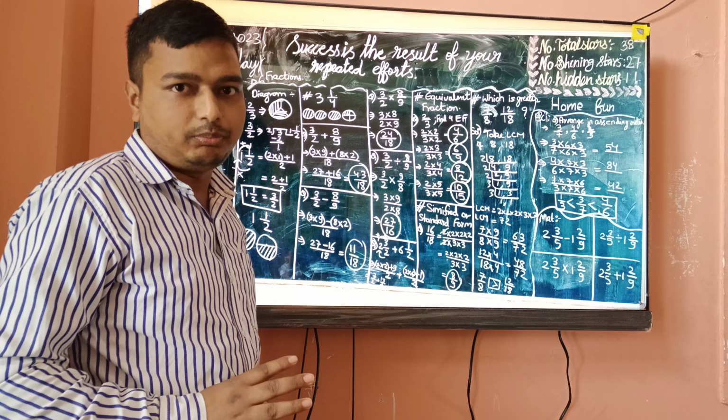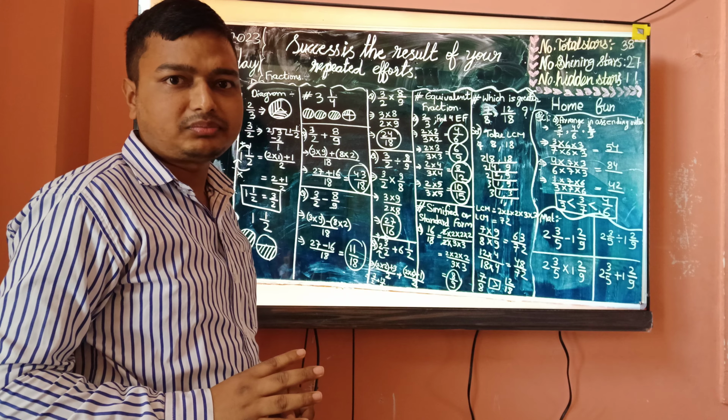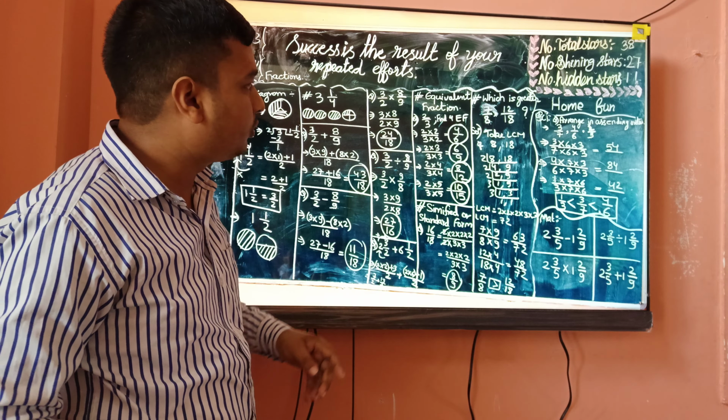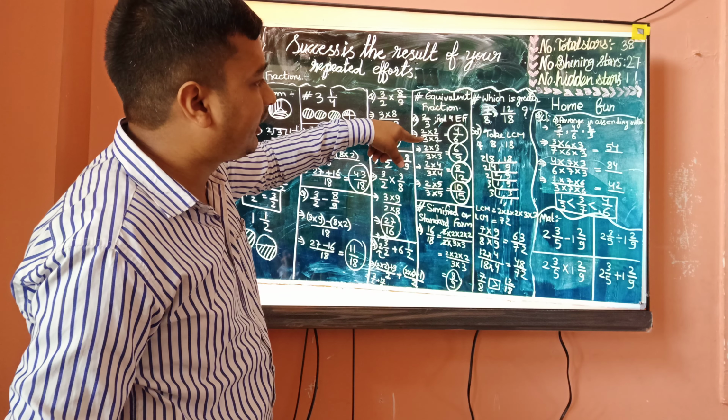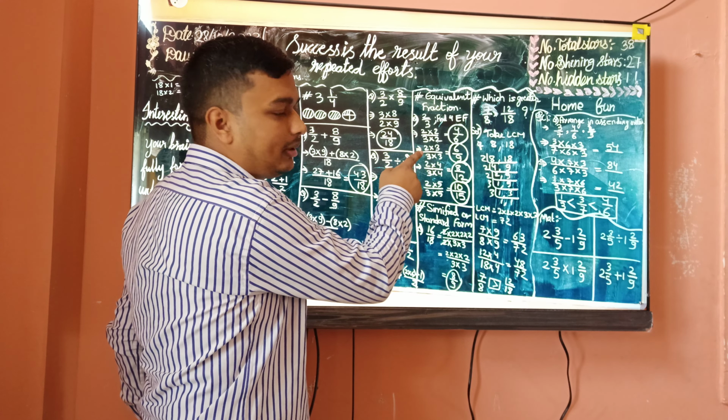Now let us move to the next, that is equivalent fraction. That is always very much important. They will write the question: 2 by 3, find 4 equivalent fractions. They will give the example. Now how to solve equivalent fractions? 2 by 3, you write 2 by 3. Now into 2 by 2. Next I will do into 3 by 3.